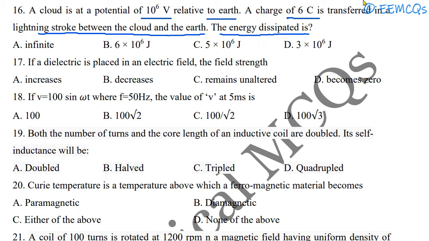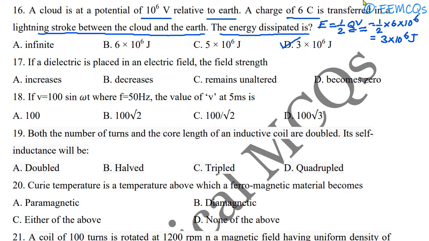Okay, so the energy associated can be given by E is equal to half into Q into V, where Q is the charge transferred and V is the potential difference between cloud and the Earth. So putting all the values here, we get half into 6 into 10 to the power 6. This will give you 3 into 10 to the power 6 joules. Okay, so here option D is our correct answer.